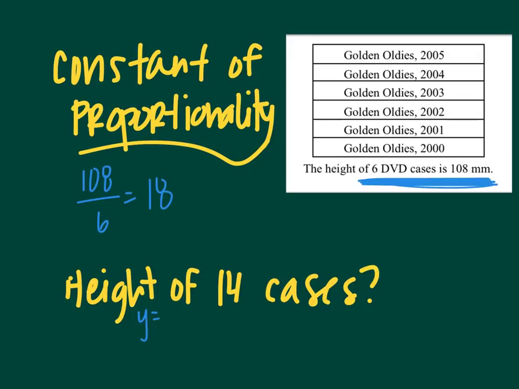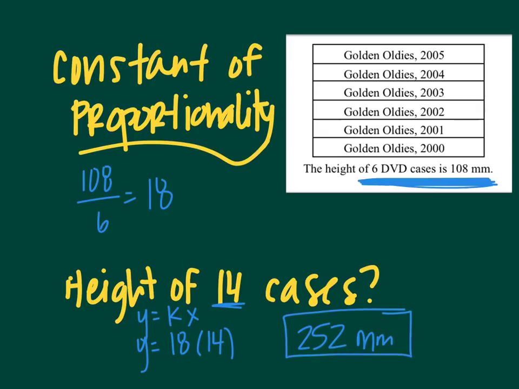So let's write our equation. Y is equal to kx, and this time we're calculating the height of 14 cases. So we're going to say y is equal to k, which is 18, times x, which in this example would be 14, and that gives you a height of 252 millimeters when you multiply those two numbers together.